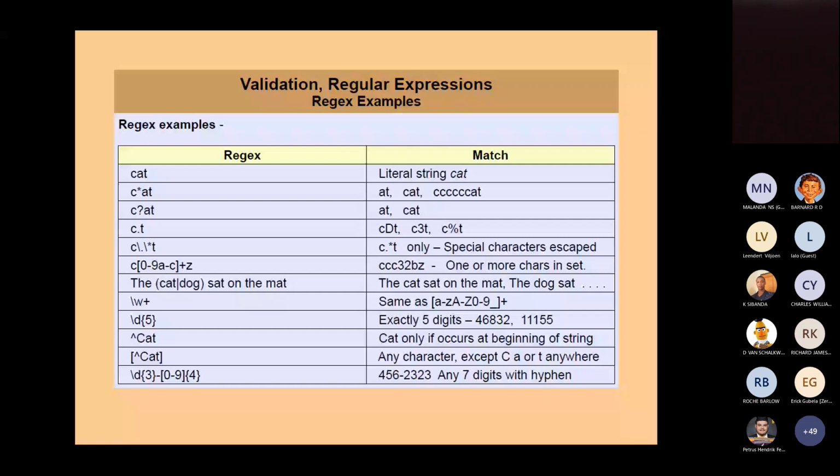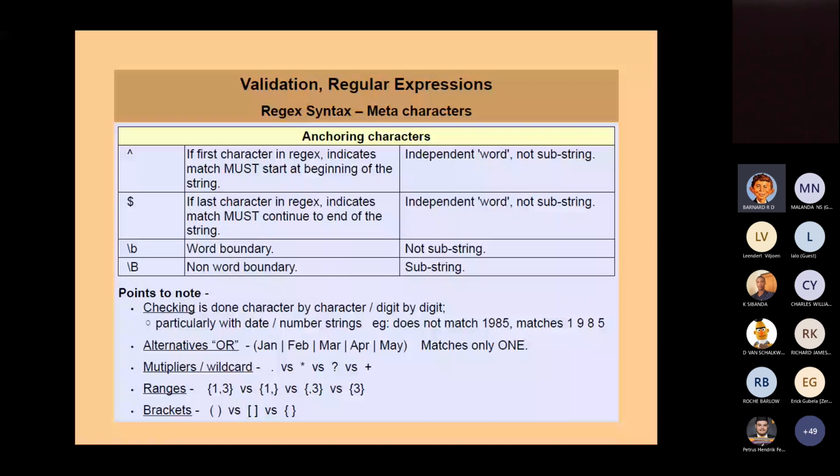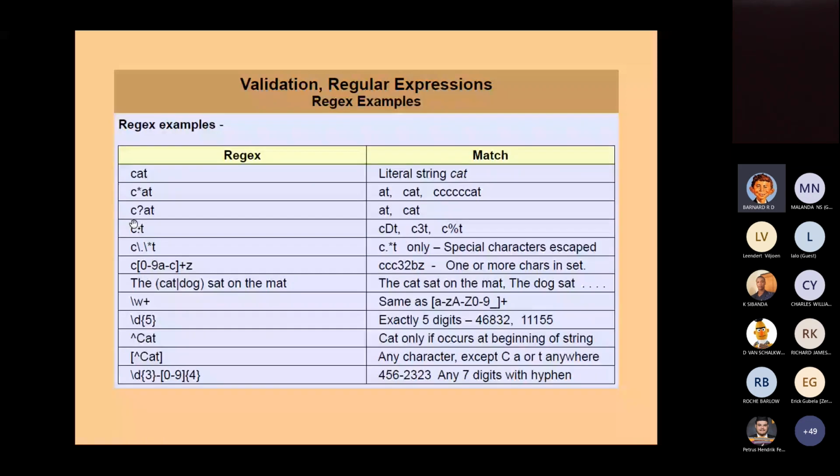Okay, then we'll look at some examples of regular expressions. If you have a regular expression CAT by itself, that will literally match the string cat, CAT. So that is just a string literal. Then you have a C with an asterisk and AT.